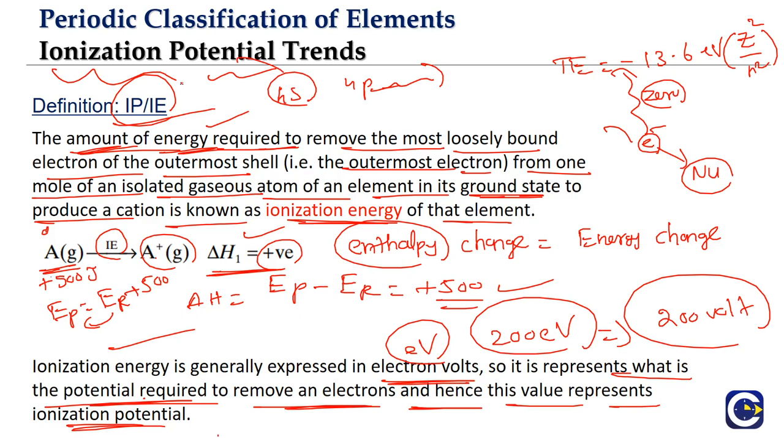The corresponding energy involved is given by charge into potential. That is what we call ionization energy. And why the word ionization enthalpy? Because it is a process where an atom loses an electron to form a cation. The enthalpy change or energy exchange involved is given by the energy of the product minus the energy of the reactant. So the enthalpy change for the process is positive. It is an endothermic process, meaning energy is required. This is the definition of ionization potential and ionization energy.